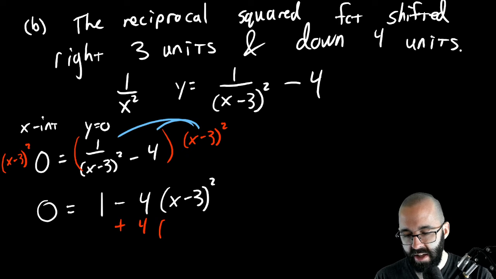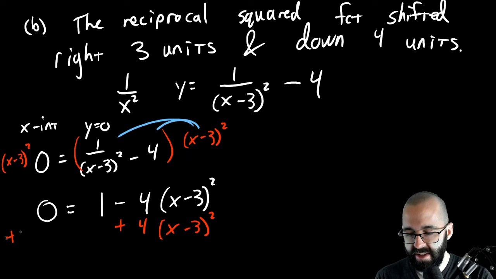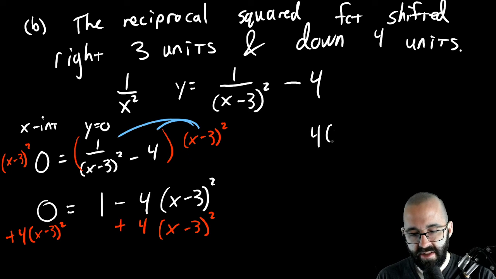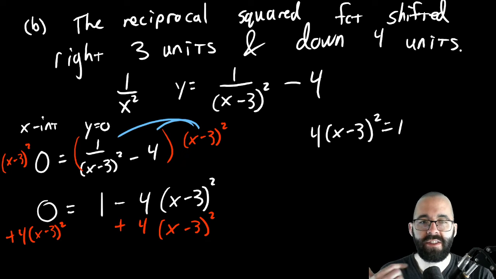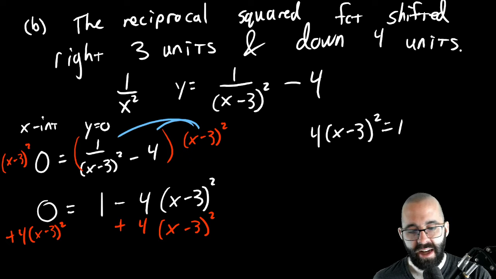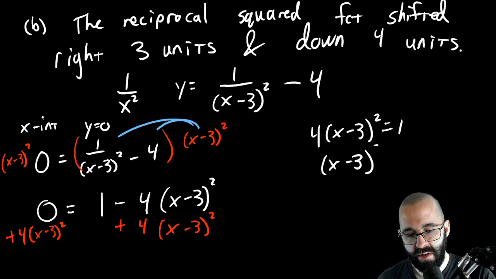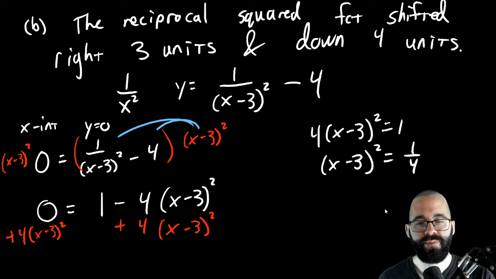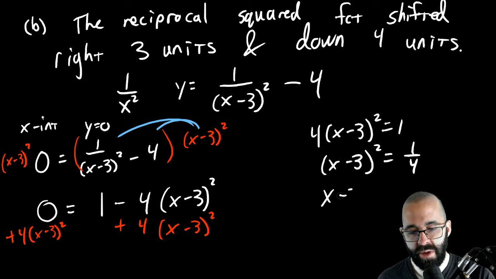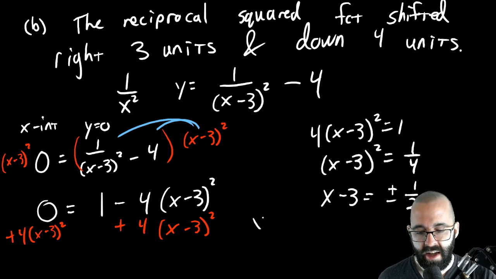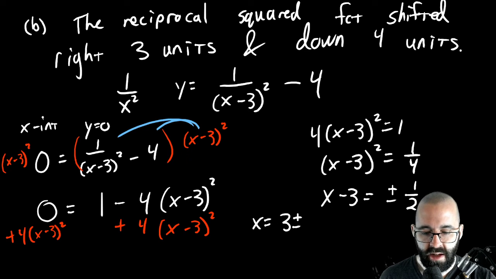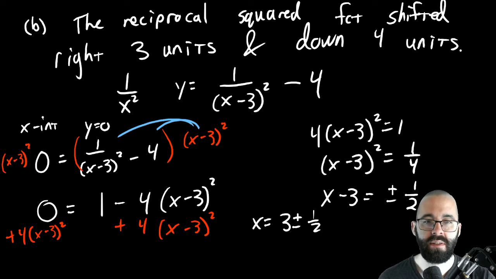We can add 4 times x minus 3 squared to both sides. And that gives us 4 times x minus 3 squared equals 1. If we get the squared term by itself, then we can square root both sides. Divide both sides by 4. And now take the square root of both sides. Don't forget the plus or minus when you square root both sides. And that'll give us that x is equal to 3 plus or minus 1/2.